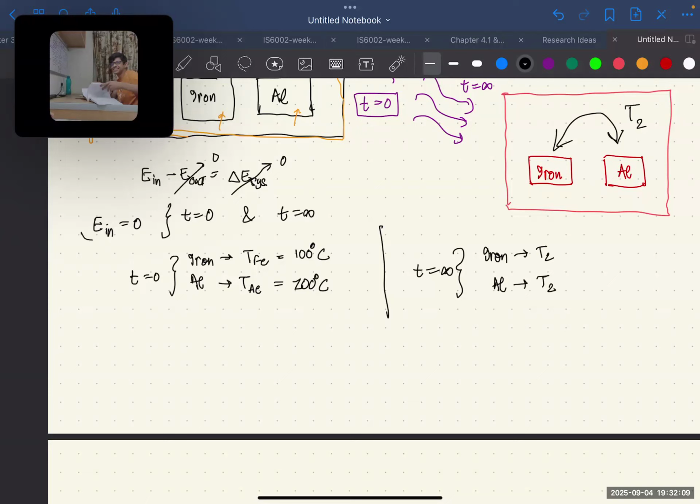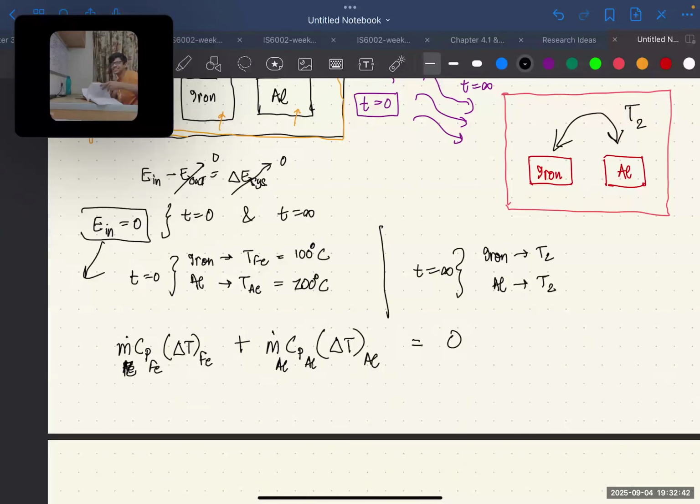So using this equation E in equals 0, we can simply say that m dot Cp times delta T of iron plus m dot Cp times delta T of aluminum. Oh, sorry, this is iron, this is Fe, equals 0. This makes sense.